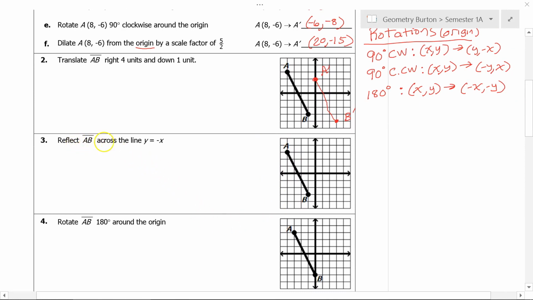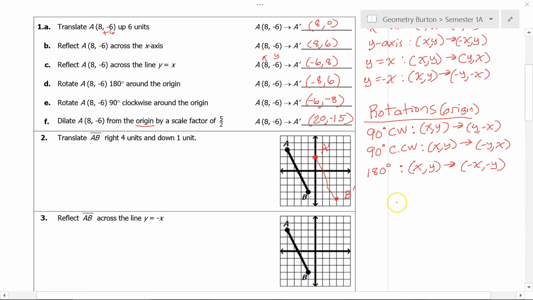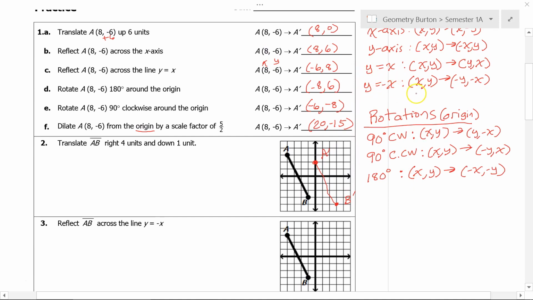Now, reflect AB across the line y equals negative x. I'm going to do this using the rules. I think it would be the easiest thing to do. So reflection over the line y equals negative x, that's opposite of y, opposite of x. So I'm just going to take the original points. Point A is the point negative 4, comma 3. And point B is the point negative 1, comma negative 3.